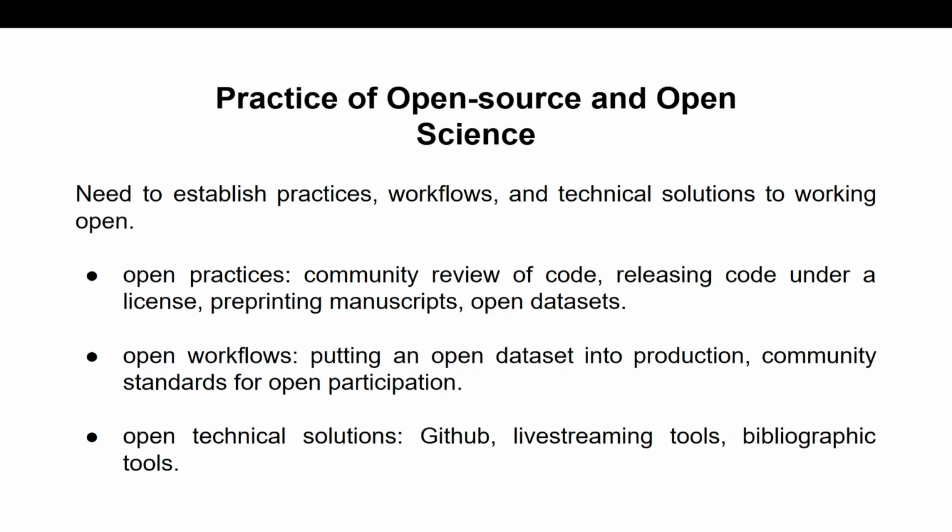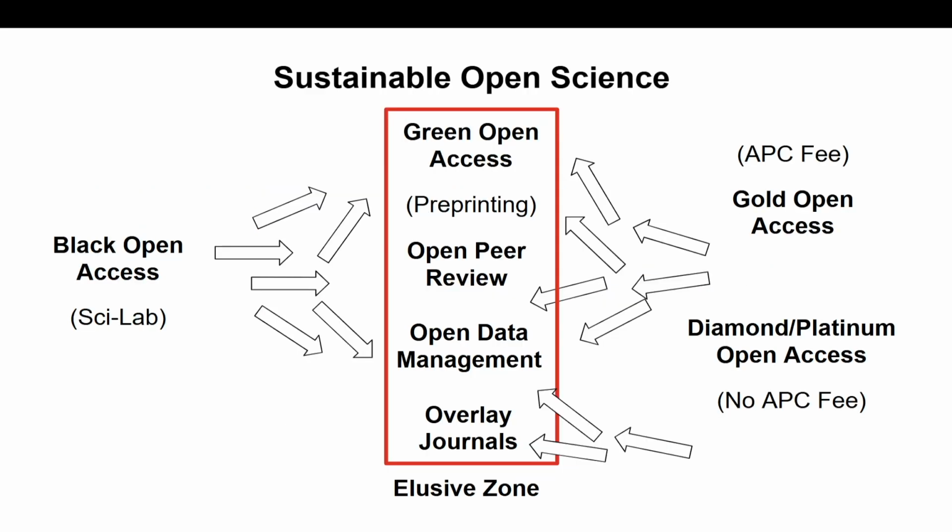Then we have open technical solutions. So open source and open science are built or enabled by technical solutions. You couldn't really have open source and open science without having open technical solutions like GitHub, live streaming tools, and bibliographic tools. And of course, those things don't make something open source or open science by themselves, but they enable those practices. So this is a nice graph where I kind of talk about a vision of sustainable open science.